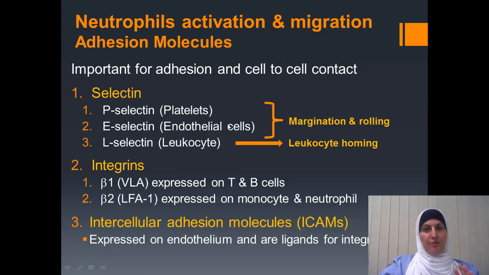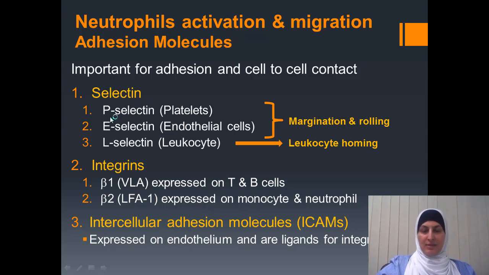So during the process of activation and margination and migration, different adhesion molecules were expressed both on the endothelial cells and on the surface of the neutrophil. So we have selectins, we have integrins, we have the intercellular adhesion molecules, or ICAMs. These adhesion molecules are located at different locations. So for example, selectin, we have different types of selectins.